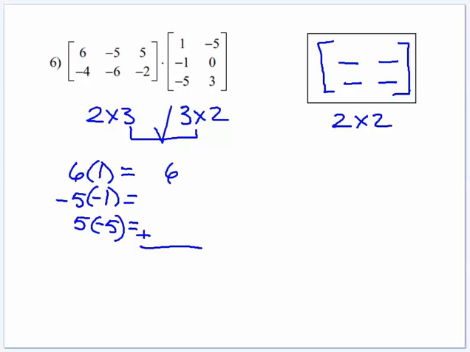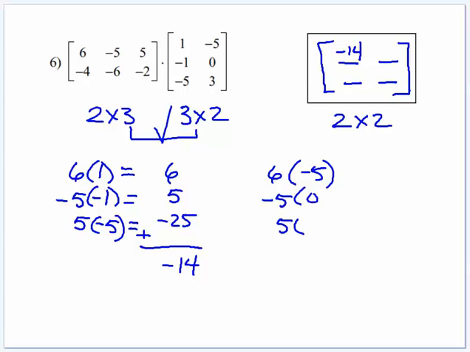6 times 1 is 6. Negative 5 times negative 1 is positive 5. 5 times negative 5 is negative 25. This is 11. 11 minus 25 is negative 14. And that goes here. Reproduce this. 6, negative 5, and 5, which now go with negative 5, 0, and 3. Multiply and then add the products.